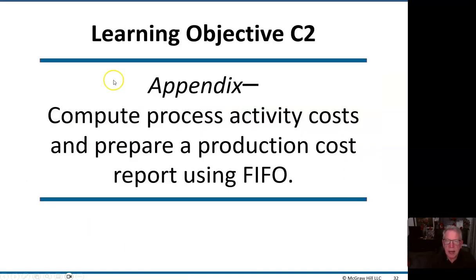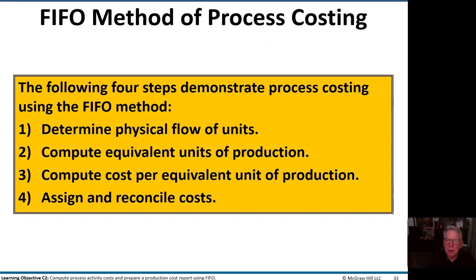All right, now, if we compute the process activity costs and prepare a production costs report, this time using FIFO. And we're going to follow the 4 steps to demonstrate the process costing using the FIFO method. And here, first, we will determine the physical flow. Second, compute the equivalent units of production. Third, compute the cost per equivalent unit of production. And finally, assign and reconcile costs like we've done previously.